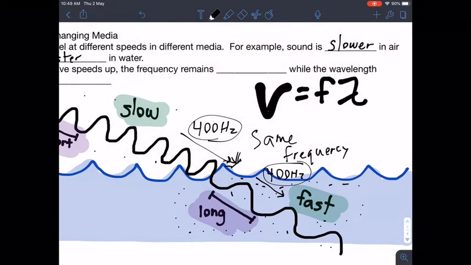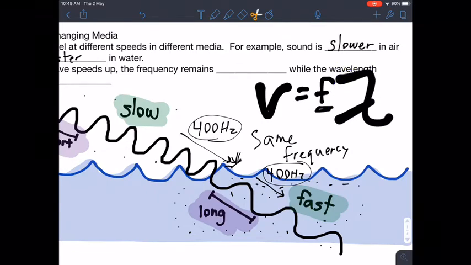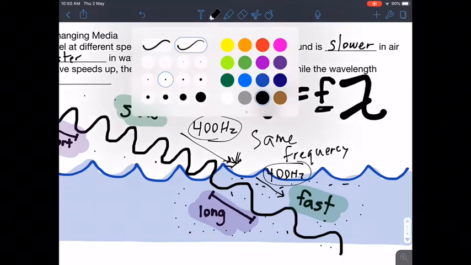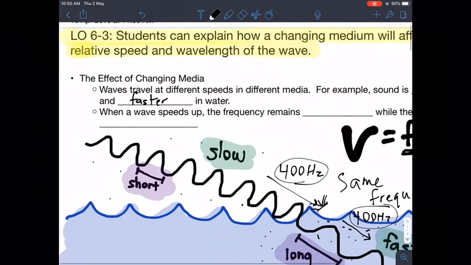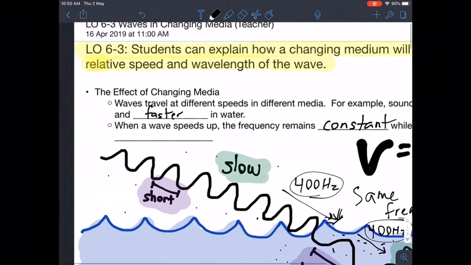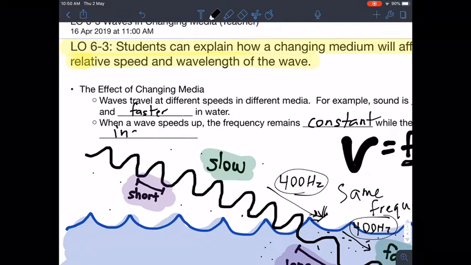The frequency is going to stay the same because there's still 400 waves being generated each second in the water, but the wavelength is going to get bigger in order to make the equation work, in order to have both sides still be equal. Okay, so let's make sure we write that down in here. It says when the waves speed up, the frequency remains constant while the wavelength increases.